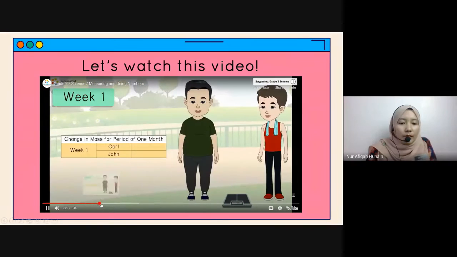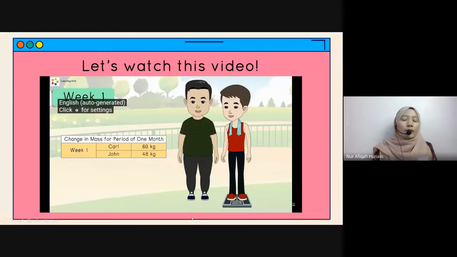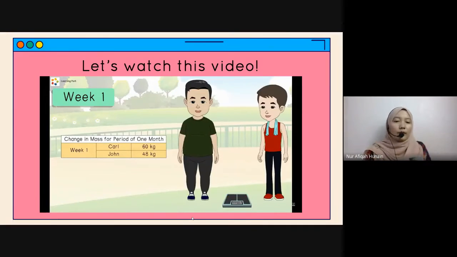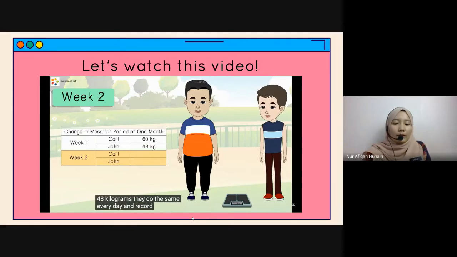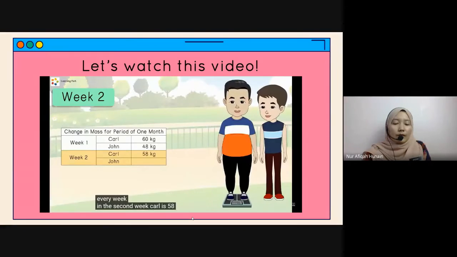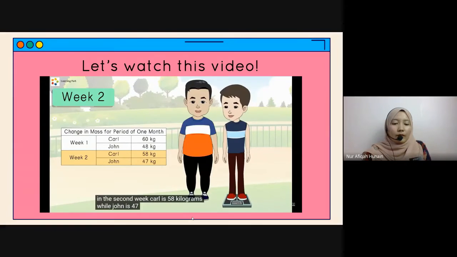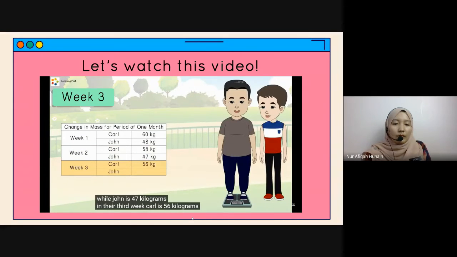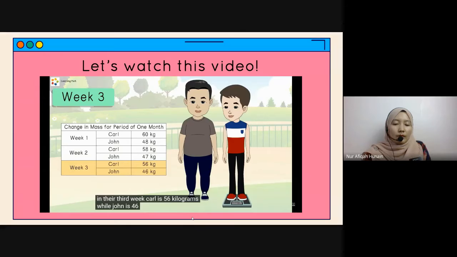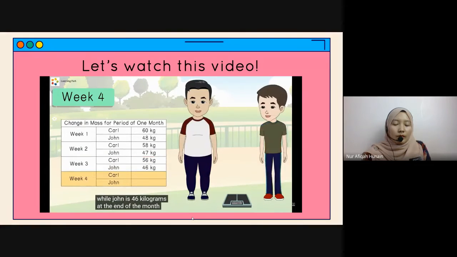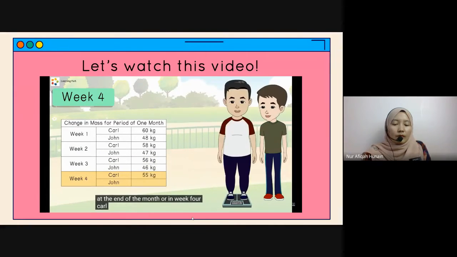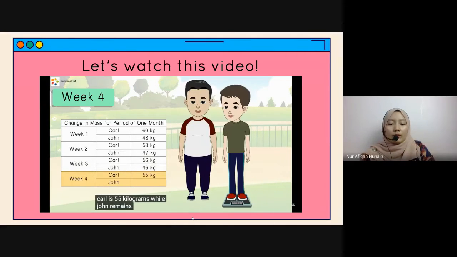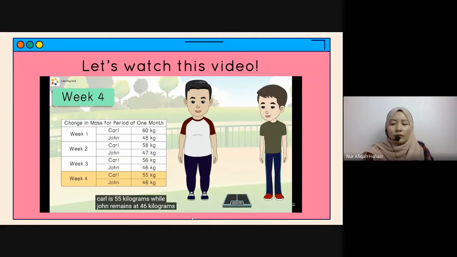On their first day, they both record their body mass. Carl is 60 kilograms, and John is 48 kilograms. They do the same every day and record their body mass every week. In the second week, Carl is 58 kilograms, while John is 47 kilograms. In their third week, Carl is 56 kilograms, while John is 46 kilograms. At the end of the month, or in week 4, Carl is 55 kilograms, while John remains at 46 kilograms. Carl is very happy for he has lost 5 kilograms.